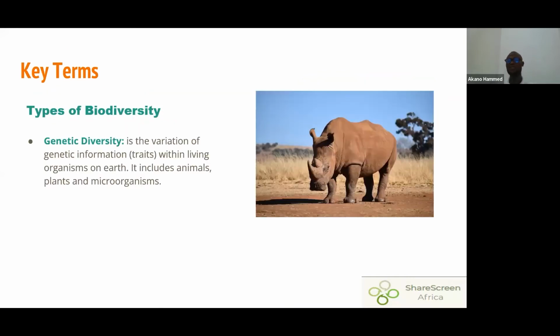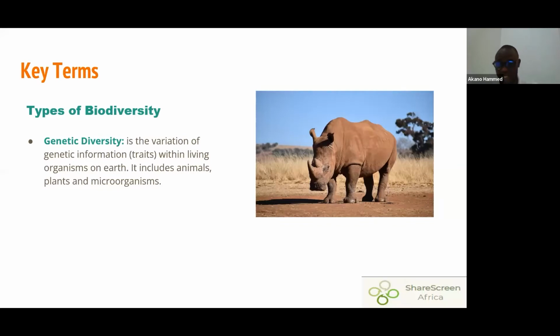And this biodiversity, we have different types of biodiversity. We have genetic diversity, species diversity, and ecosystem diversity. Genetic diversity is the variation of genetic information, that is inherent traits, or ones that are not inherited, within living organisms, which can be morphological or physiological traits. So it's a variation of genetic information, the traits within living organisms on Earth. It includes animals, plants, and microorganisms.